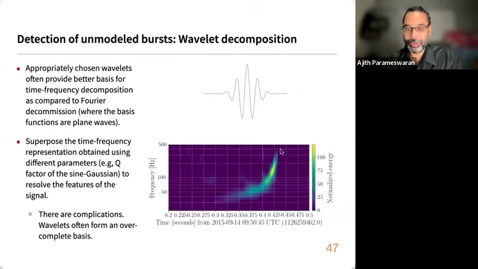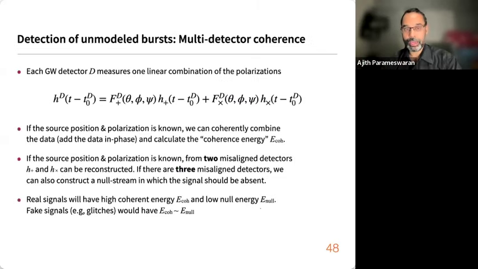And here is a wavelet decomposition of data containing a true signal. You can see this very nice chirping signal that looks like this. So you have a gravitational wave going upwards in frequency and having a bright power. So it's another way of detecting such excess power in the data, using a clever wavelet decomposition.